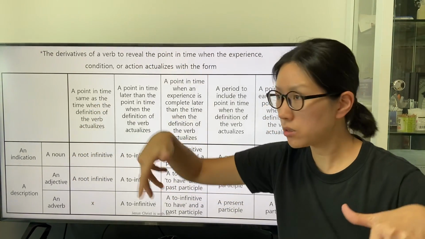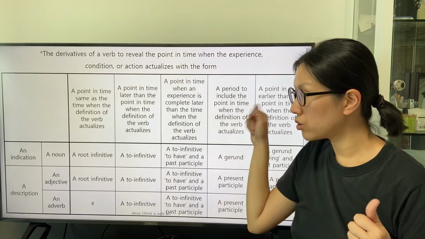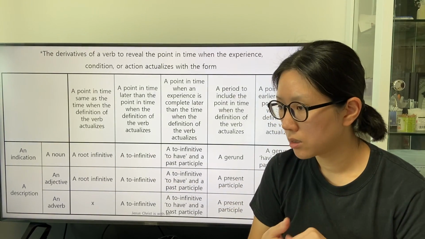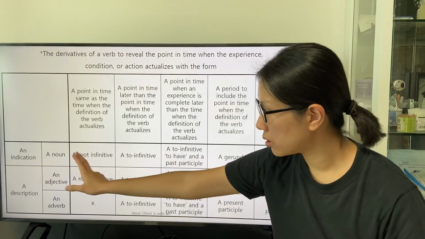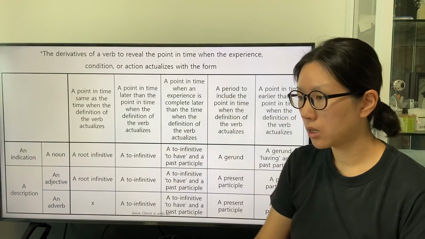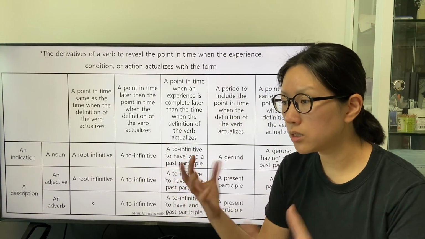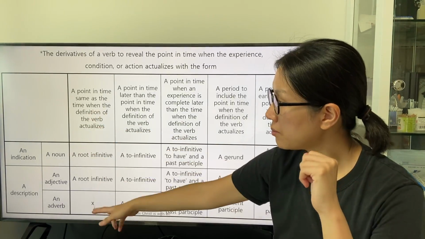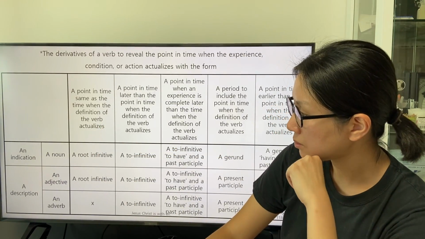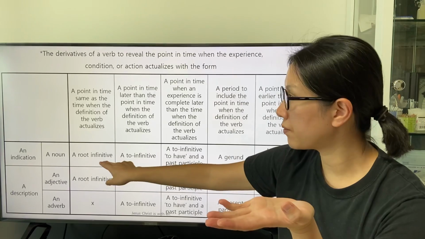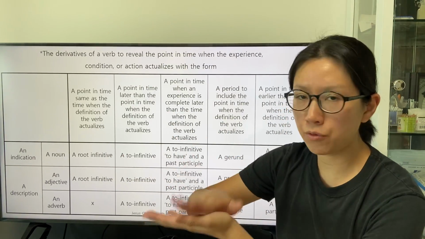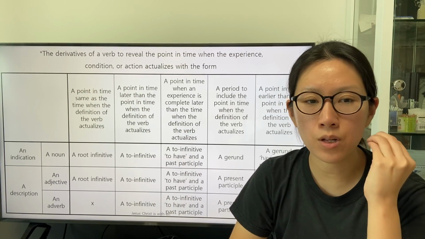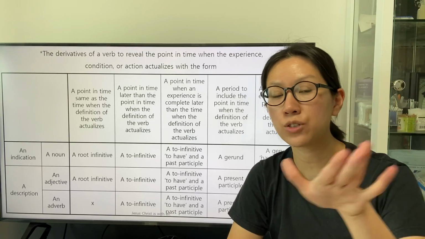And we will study the columns to classify each derivative according to the information delivered by the form. The first column is about a root infinitive, and the form of the root infinitive reveals a point in time, same as the time when the definition of the verb actualizes.